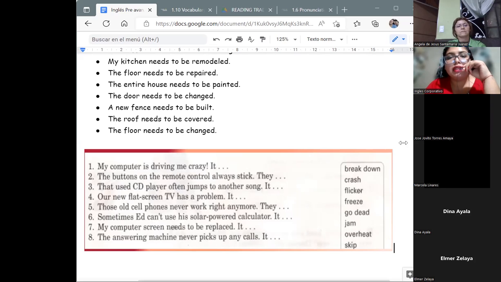So read the sentence and read the words, and you can give me your ideas about the word that can be in that sentence. So we're going to have like 2 or 3 minutes to read the sentence and to have an idea about the answers. So let's see.